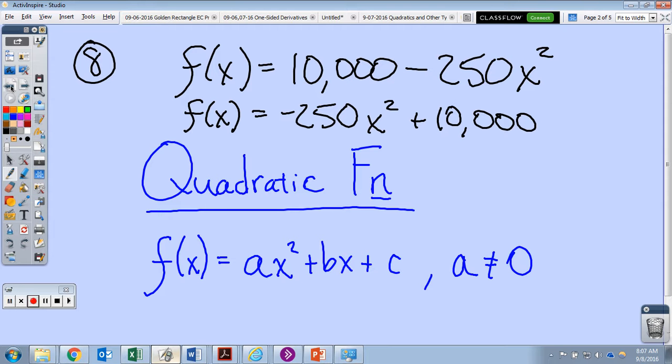So after 2 years, you want to know what the value of the car is. You substitute 2 into x. And you can see that the value of the car is decreasing, I guess you could say, quadratically. It's not linear. It's not a constant rate of change. Okay? Because what does this look like?